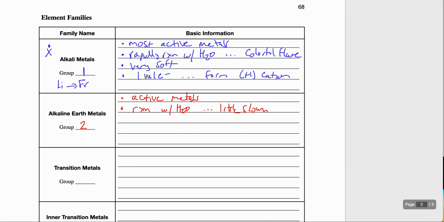They're not soft like the alkali metals. It takes a little bit more effort to cut into them or to break them apart. They belong to the same group because they have 2 valence electrons, and they tend to form a +2 cation.